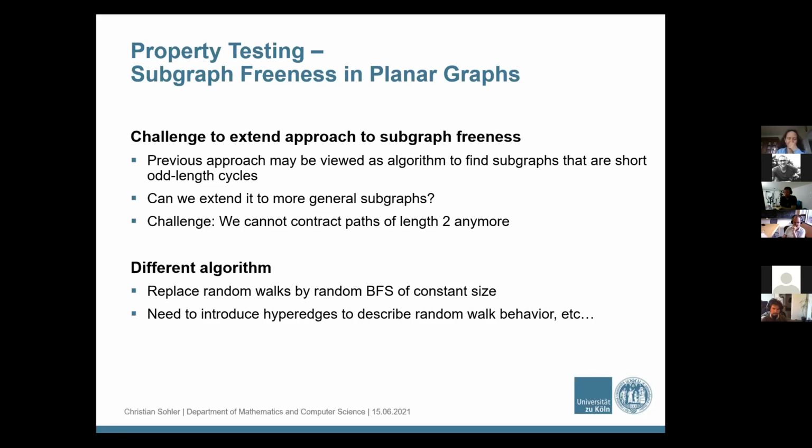Essentially, we need to do two things. We need to replace a random walk by a random BFS of constant size. So we are always moving from one vertex to a constant number of neighbors randomly. And then from each of them, we are moving to a constant number of neighbors and so on. And we also, in the analysis, need to introduce hyperedges to describe the random walk behavior. For example, if we want to contract a vertex of degree 3, then it is connected to 3 other vertices, and this we have to take care of by introducing hyperedges.